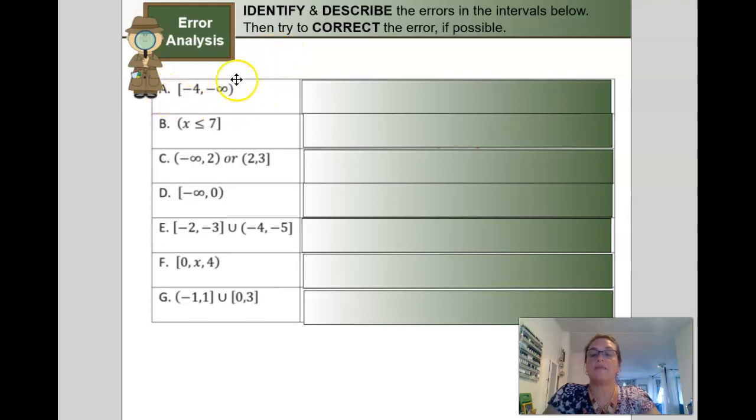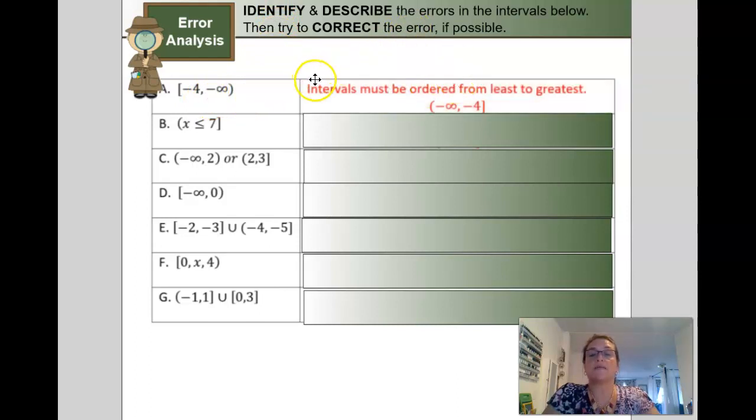When I look at this interval, I've got a bracket on -4, which means that's included, a parentheses on -infinity, that's non-inclusive, but I notice that they're not in the correct order. Intervals have to go from least to greatest, and this one is going from greatest bound to least. So I've identified the error. Now I want to describe that error and correct it if possible.